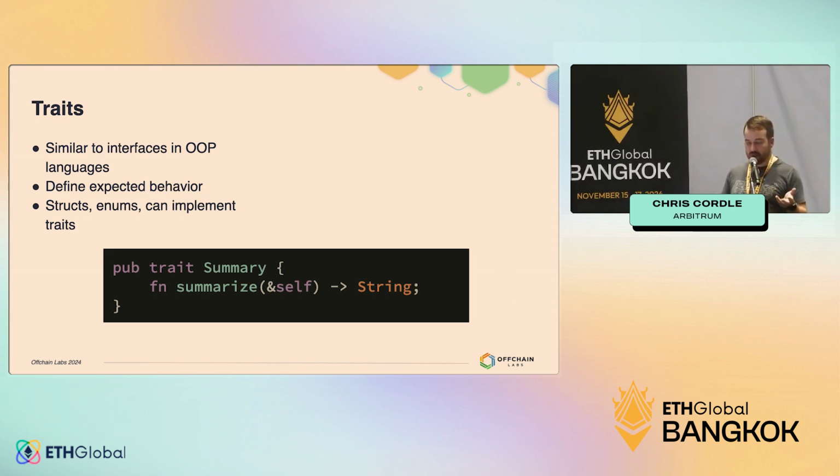As I said earlier, traits are similar to interfaces in OOP languages. This is how you define behavior for structs or enums. Right here, I've got this Summary trait with a summarize method, and I'm just declaring the interface for that method. It doesn't take any parameters. It receives a reference to self, but it returns a String. So that's the Summary trait.